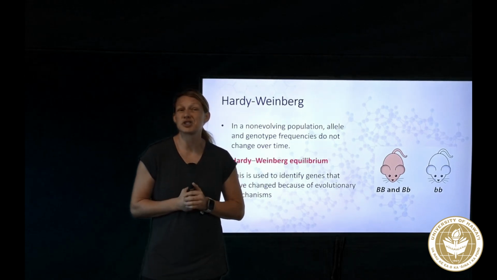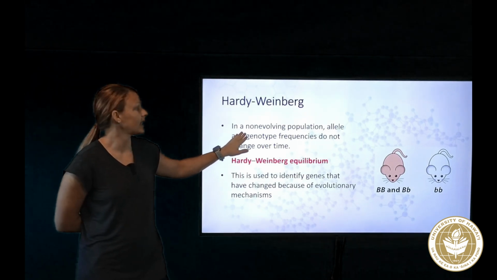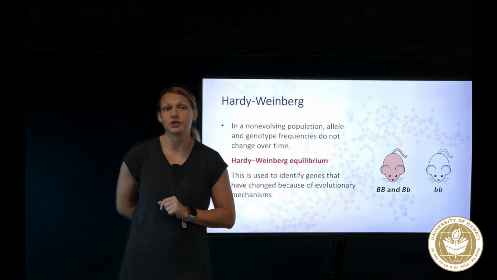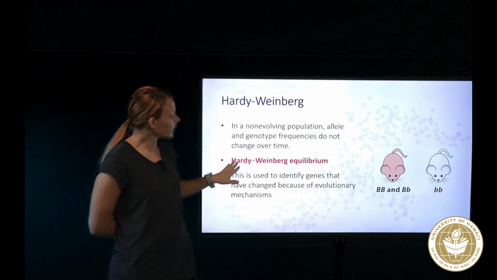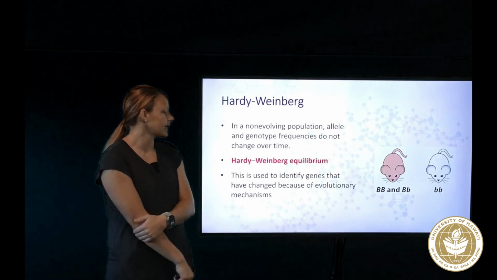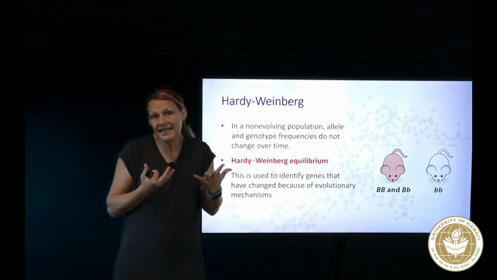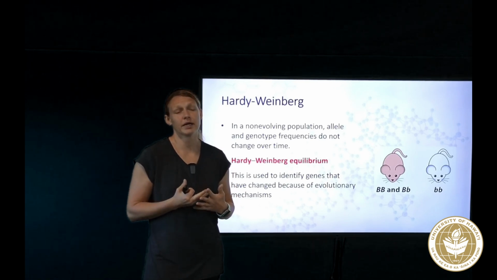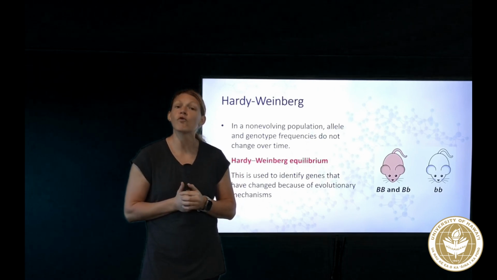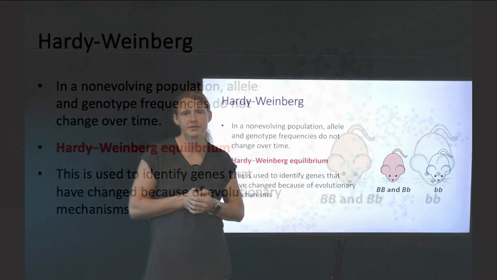Hardy-Weinberg equilibrium is pretty much impossible to have in nature. So Hardy-Weinberg states that in a non-evolving population, the allele and genotype frequencies do not change over time. So the Hardy-Weinberg equilibrium is just used to identify genes that have changed because of evolutionary mechanisms. And again, this is really impossible to have in nature. We're not going to see this Hardy-Weinberg equilibrium. It's just kind of this pretend situation that we use to get a baseline for the condition of an environment. It's to get a baseline for the populations.